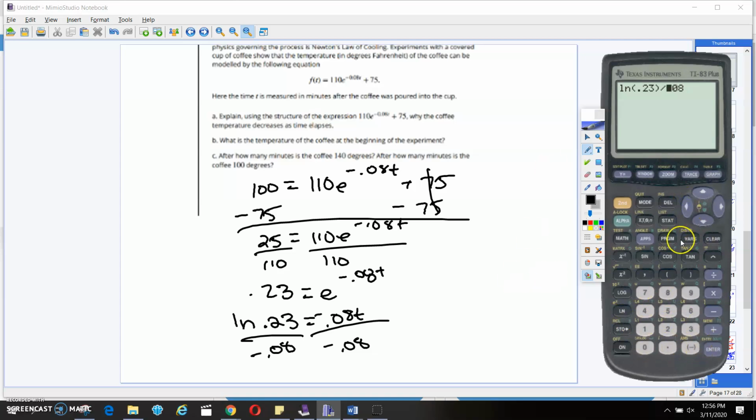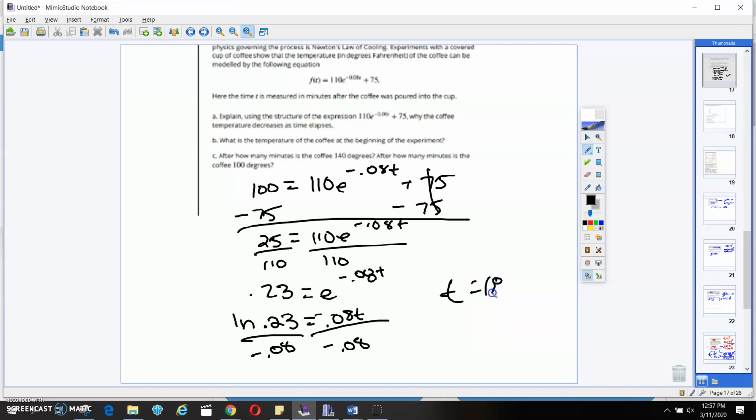I need a negative. Negative 0.08. So t is going to equal 18.37. So it's going to be 18 minutes that it's going to hold 100 degrees.